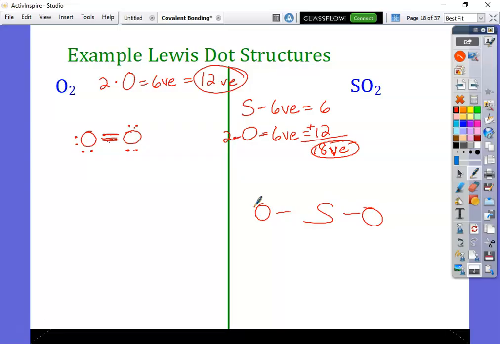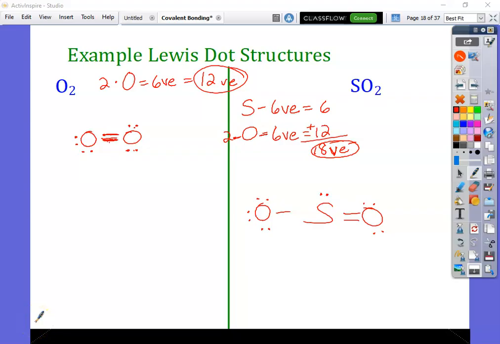So I'm going to put that sulfur in there. And I'm going to make a double bond from sulfur to each oxygen. And then I'm going to place the rest of the electrons. So I'd like you guys to pause the video, try this structure, and see if you can figure out what works to make this a good molecule.